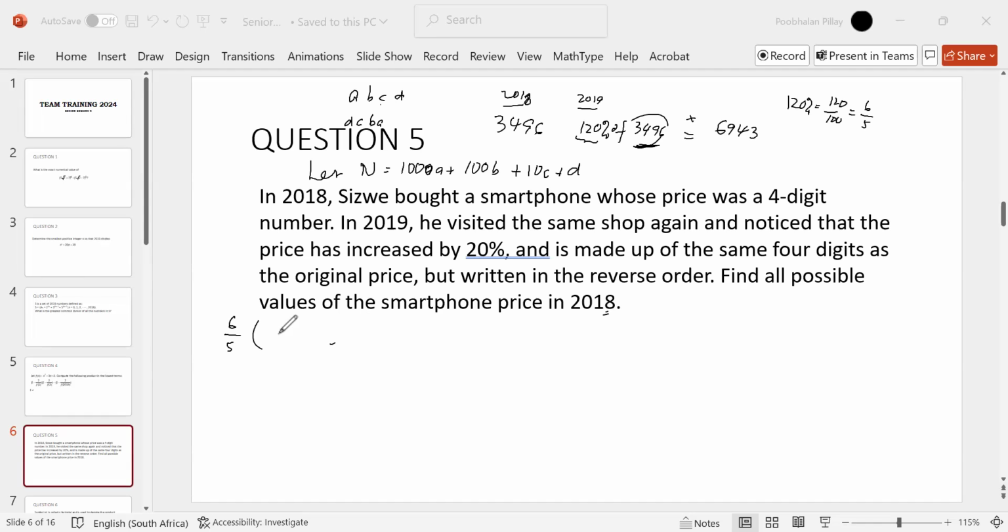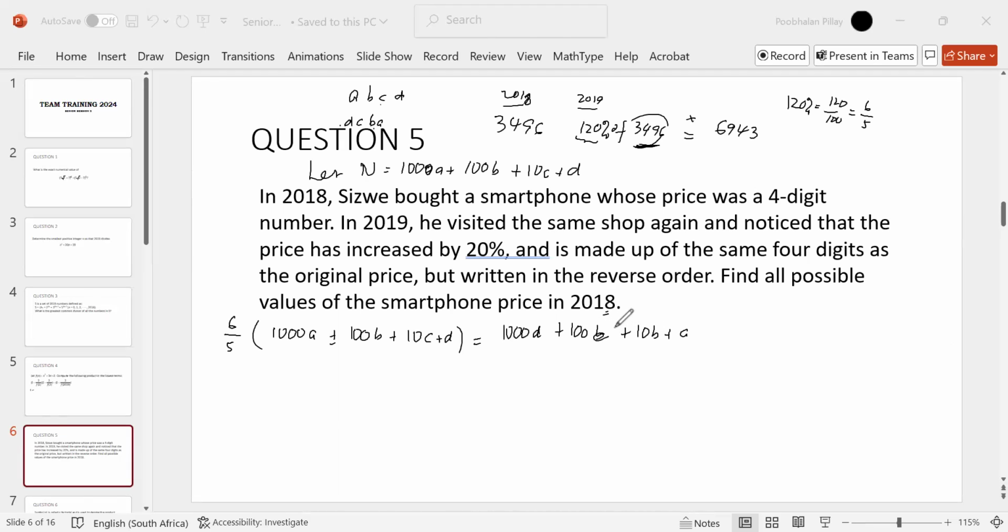So 6 over 5 times the original one, 1000A plus 100B plus 10C plus D is equal to the same number but written in reverse. So you're going to get DCBA. So what is that? That's 1000D plus 100C. We're writing it backwards. Plus 10B plus A. So that's the equation you have.